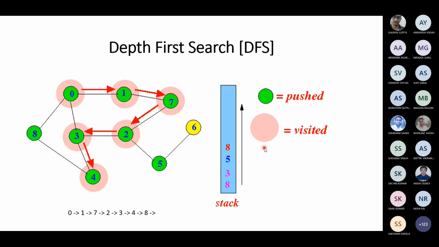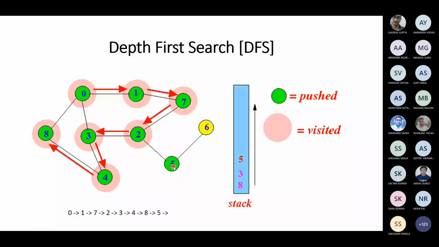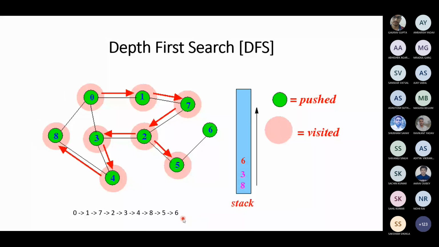5. It will visit 5. After visiting 5, 6 will be pushed into the stack. Okay. So which node will be visited now, the top of the stack? 6. 6 will be printed. Now 3 and 8 are already visited. We marked them as pink color. So it's already visited. Now the traversal is done.